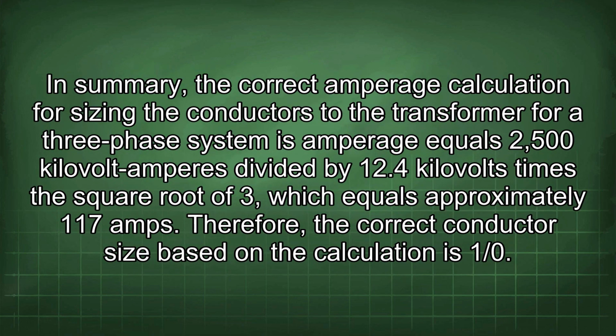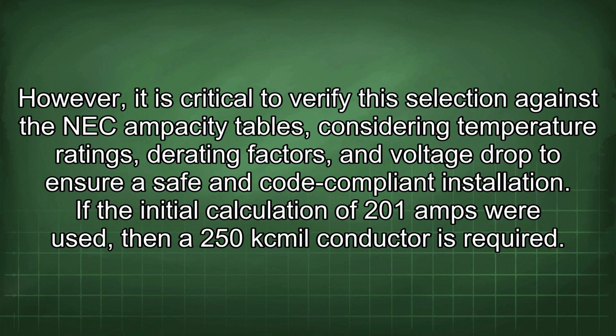In summary, the correct amperage calculation for sizing the conductors to the transformer for a 3-phase system is amperage equals 2500 kVA divided by 12.4 kV times the square root of 3, which equals approximately 117 amps. Therefore, the correct conductor size based on the calculation is 1/0. However, it is critical to verify this selection against the NEC ampacity tables considering temperature ratings, derating factors, and voltage drop to ensure a safe and code-compliant installation.